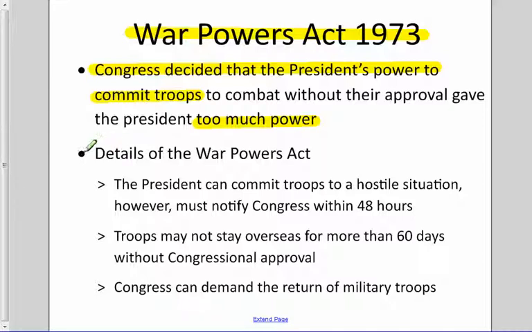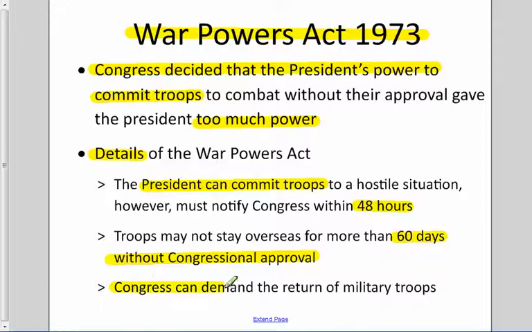So some of the details of this War Powers Act. The president can commit troops. So something happens, the president has 48 hours to notify Congress that he has sent troops somewhere to fight. He can only have them there for 60 days without congressional approval. So Congress can approve it and extend it past 60 days, but he needs the Congress approval for that. If Congress does not approve it within 60 days, the president has to pull the troops out.